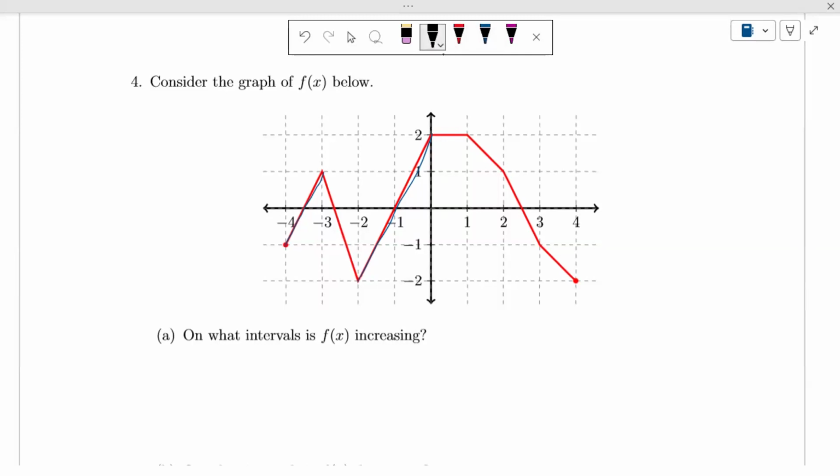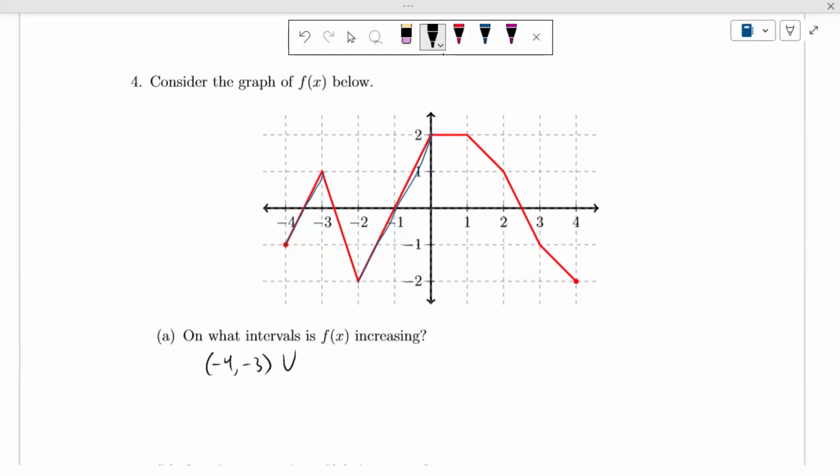So, on what intervals is f of x increasing? Well, remember that when we're talking about the intervals, we're talking about the x values where the y values are increasing. So between x equals -4 and x equals -3, our y values are getting bigger. So we would say that it's increasing on the open interval from -4 to -3, not the closed interval. We don't do closed intervals for increasing or decreasing. It's technically impossible for you to be increasing at a single point, so that's why it's always open intervals. Okay. So -4 to -3.